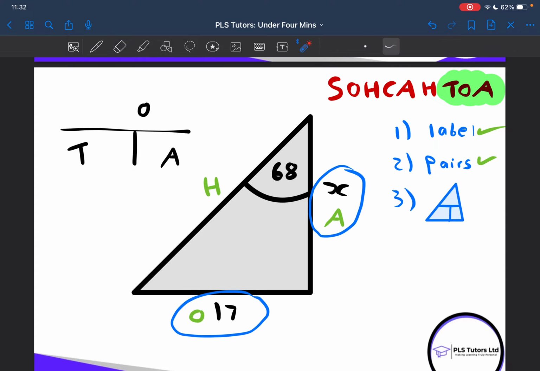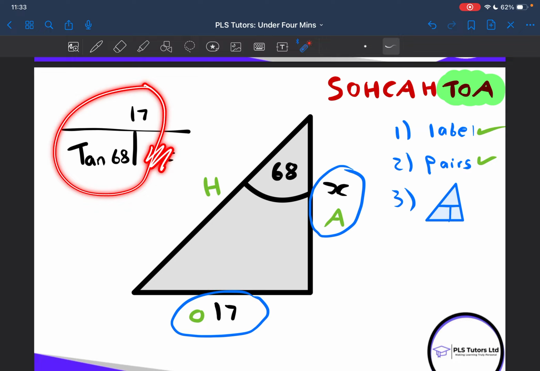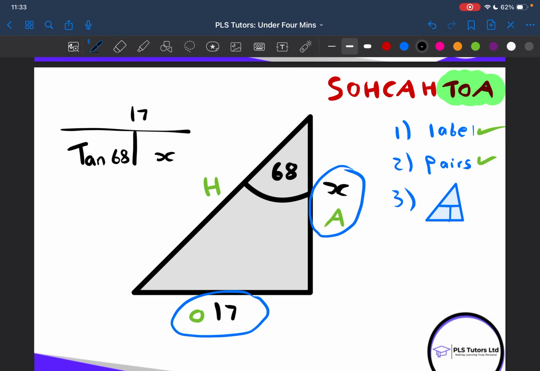Remember we said it's always sine, cos, or tan of the angle. This time T is for tan, so it's tan of the angle, so tan 68. O is 17 because O and 17 are in a pair. A is X. And then to find it this time, we cover up X, but you see how they're on top of each other. So you would do 17 over tan 68, so divided by, and that would get you 6.87 centimeters.